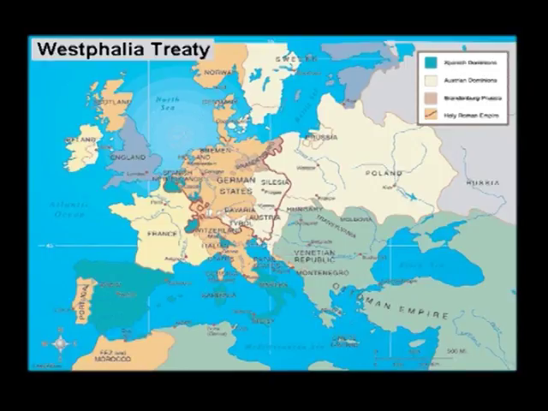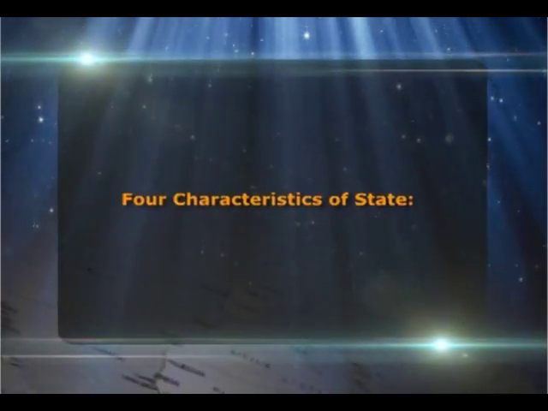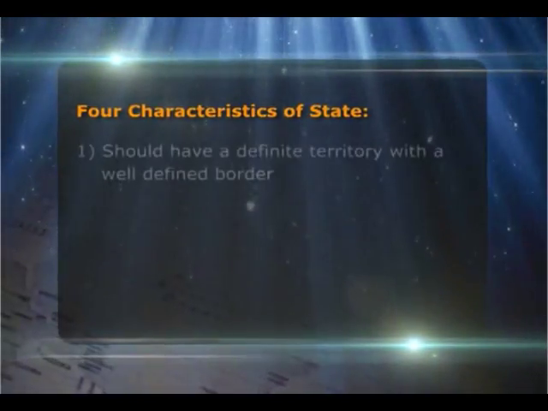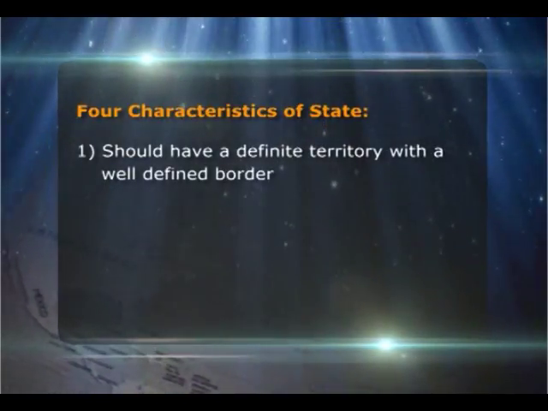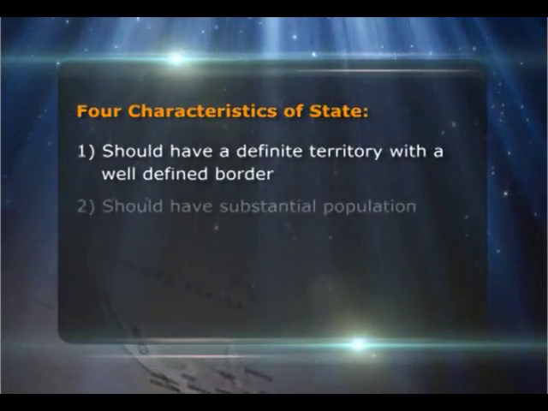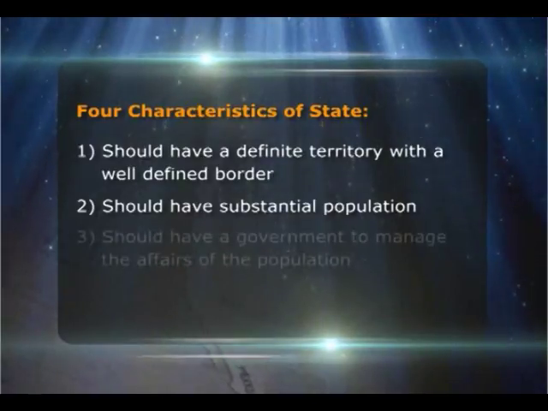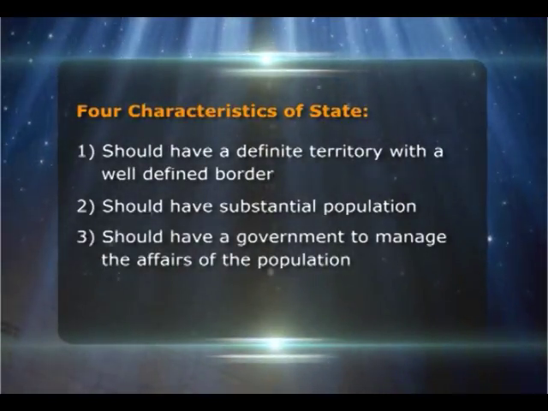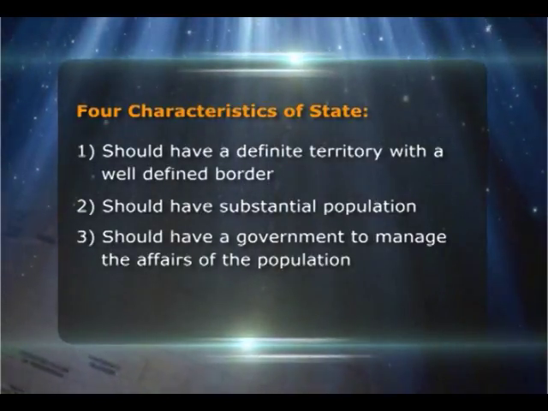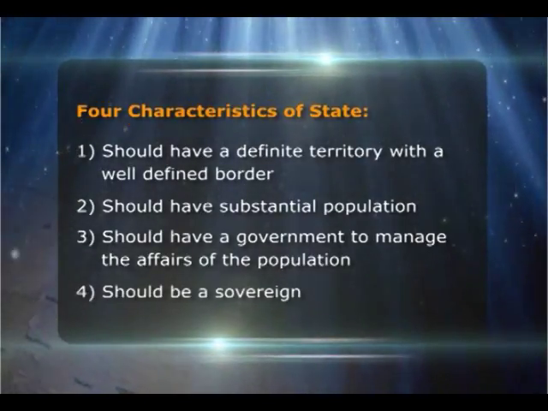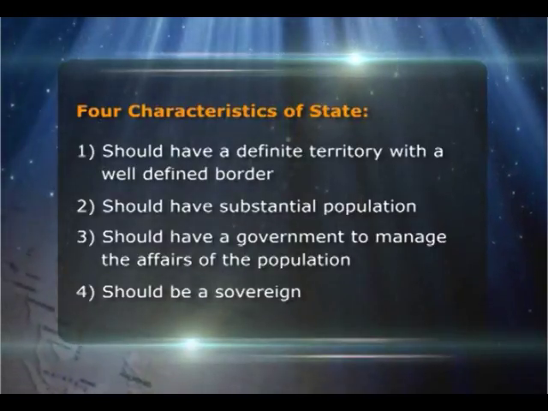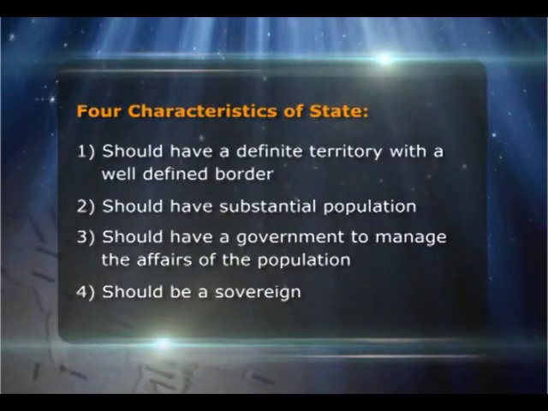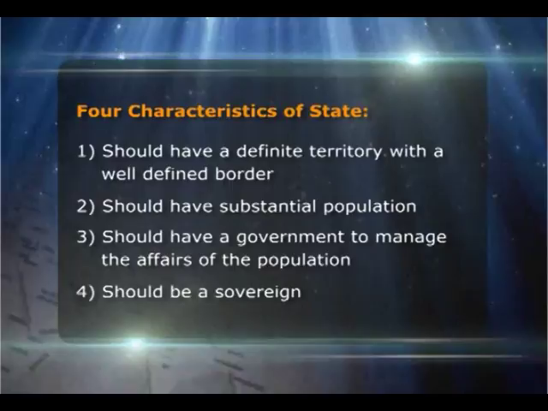Perhaps those of us who have also studied political science from the +2 level also defined the state with 4 basic characteristics: having a definite territory with a well-defined border, having a substantial population, and having a government to manage the conflicts and competitions that arise between members of that population. We also recognized sovereignty as the fourth and the most essential element of the state.